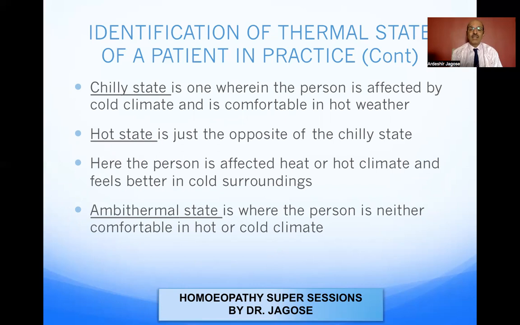Whereas the hot state is just the opposite of the chilly state. Here, the person is affected by heat or hot climate and feels better in cold surroundings. So, in the hot state, the patient cannot tolerate the heat or the summer or the hot climate, and he feels better in cold surroundings or in winter or in the cold climate. Whereas the ambithermal state is where the patient is neither comfortable in hot nor cold climate. So in ambithermal, you are getting an in-between state, where the patient is neither hot nor chilly. He lies somewhere between the hot and the chilly state.